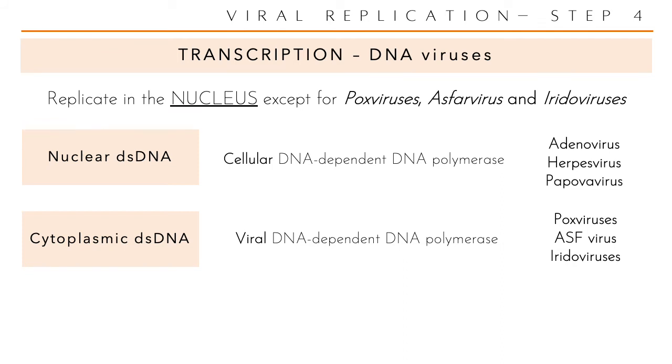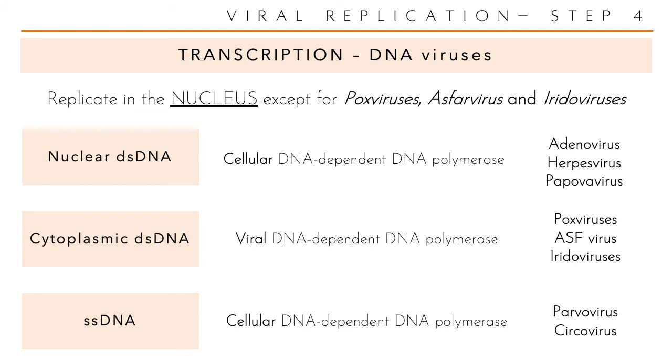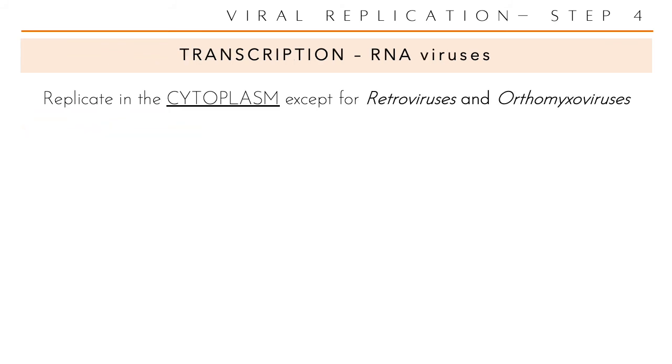And for the two viruses na laging exemption to the rule, the single-stranded DNA, parvo and circo, they use the cell's DNA polymerase. Okay? It's pretty much the case. Most often, when they replicate in the nucleus, they use the cell's own replicating enzyme. Right? For RNA viruses, they replicate in the cytoplasm except for the retroviruses and the orthomyxoviruses.